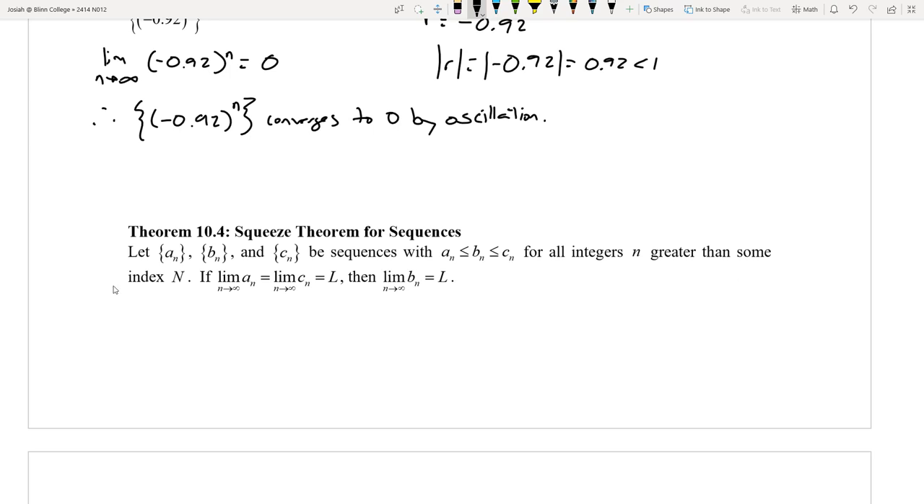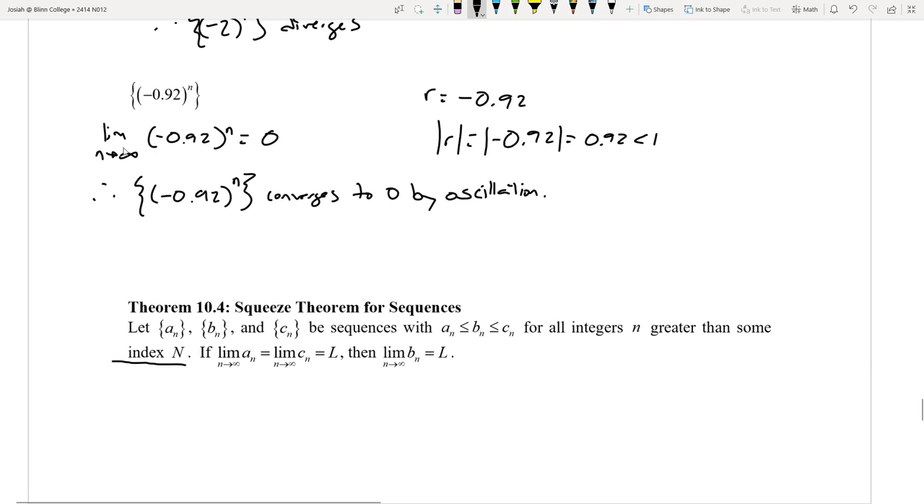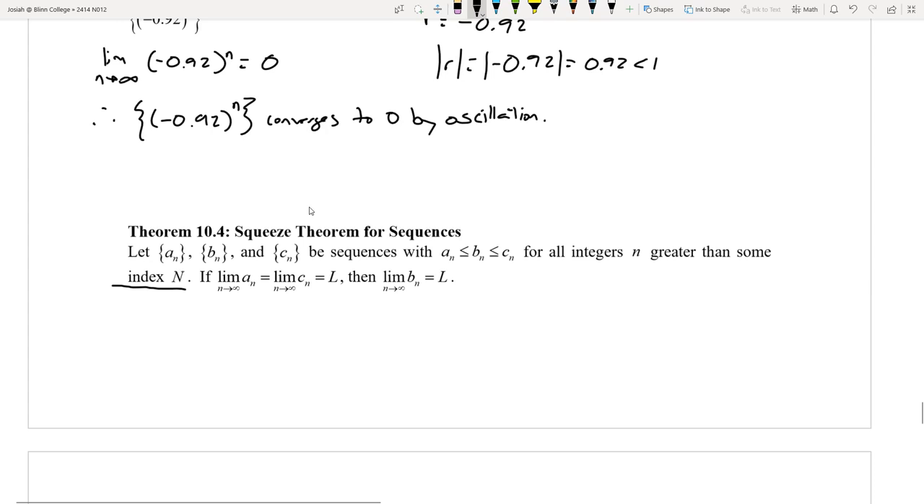But it only has to happen greater than some index n. Because in a sequence, we only really care about what's happening on what we call the tail, or what happens closer to infinity than not. So we could have all kinds of random behavior happening for the first couple terms, but we need all this to line up greater than n forever.